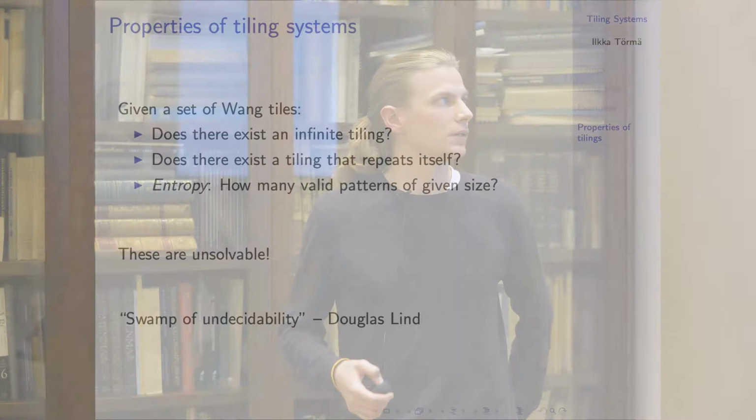Okay. Now another branch of research is the study of the Wang tiling systems themselves. So we can ask about properties of a given system of Wang tiles. I'm given the set of Wang tiles. It's a finite set. I can encode it, give it to a computer, and ask the computer to tell me something about this set of tilings that they generate. So I can ask, okay, does there exist even one infinite tiling?